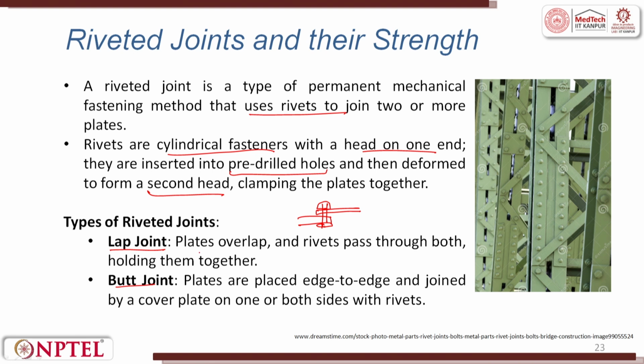So, lap joint is plates overlap and rivets pass through both, holding them together. In a butt joint, plates are placed edge to edge and joined by a cover plate on one or both sides. So, these plates are placed end to end like this. This is plate 1, plate 2. We add cover plates either on one side or on both sides, and then rivets inserted over it. We add rivets here. So, this is butt joint.